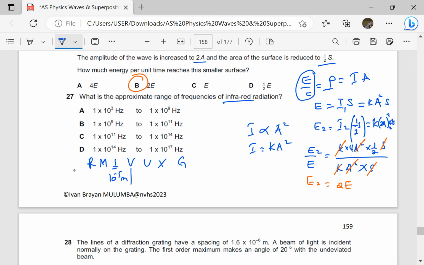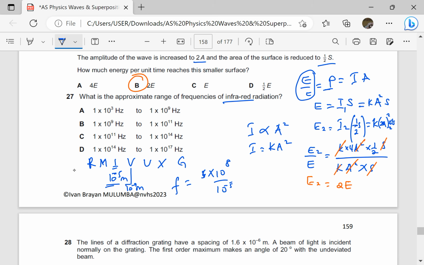This is because it is after red, and red is 10 power negative 7 in meters. So since we can predict the wavelength of infrared as 10 power negative 5 meters, let's predict the frequency now, so that we just take a range which is close to that frequency. So frequency is going to be equal to speed, which is 3 times 10 power 8, or just say 10 power 8, divided by 10 power negative 5.